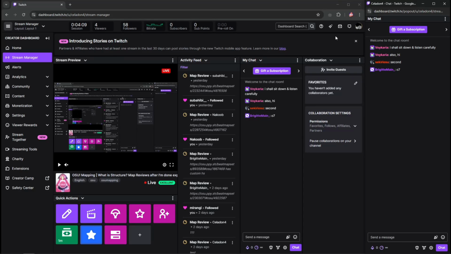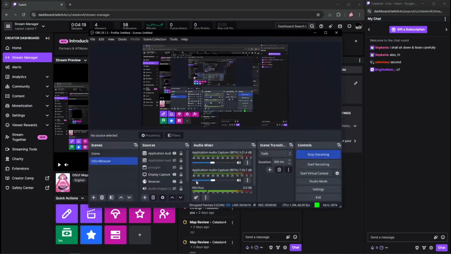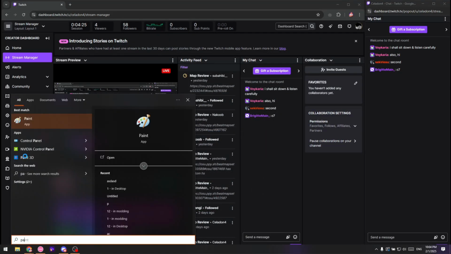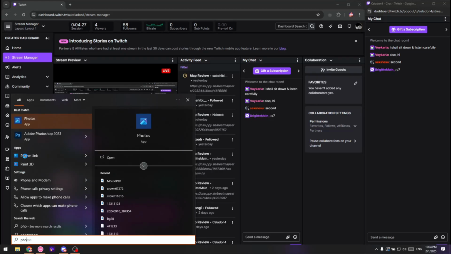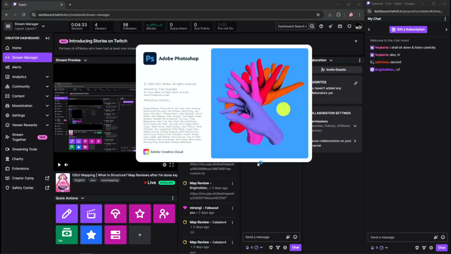Okay, so now, mapping structure: what it really means. Let me pull out something. I have to check if it captures my display. It does. Okay, let's pull out something like Photoshop, because I might need this to draw something.